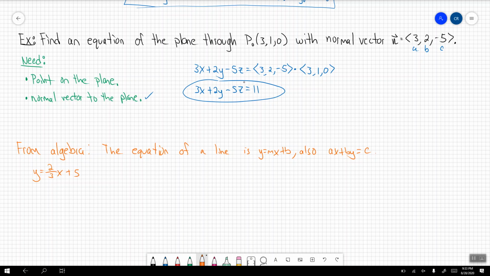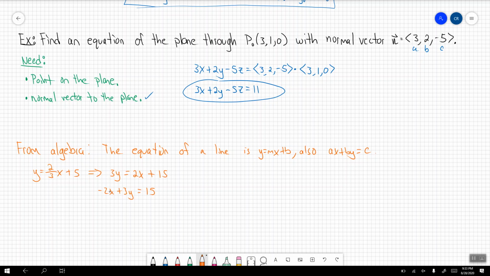But really, if we extract this last component, or if we nix this last component, the z component, we're really just left with the equation of a line in R^2. So what does that mean for this line? Well, that means for this line, if I multiply both sides by 3, I get 3y is equal to 2x plus 15, which naturally then gets me negative 2x plus 3y is equal to 15.